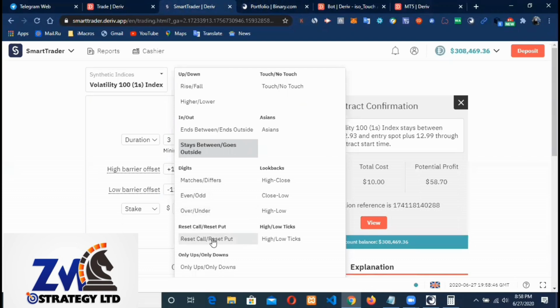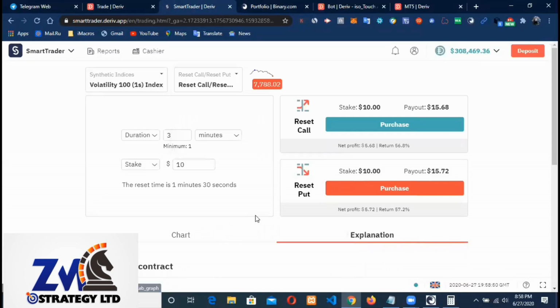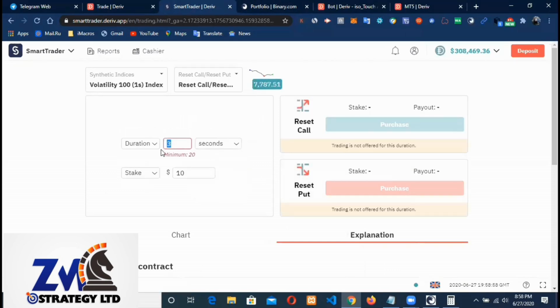Let's go to reset call and reset put. Let me talk about this reset call and reset put. Now reset call and reset put is the same thing as rise and fall. But now with reset call they are offering us 50 something percent.